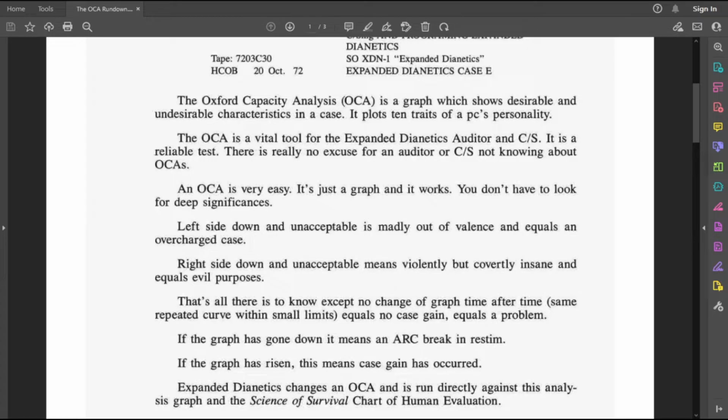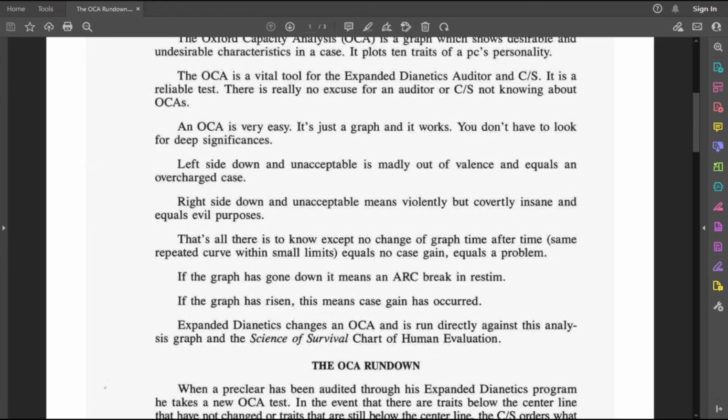The Oxford Capacity Analysis, or OCA, is a graph which shows desirable and undesirable characteristics in a case. It plots 10 traits of a PC's personality. The OCA is a vital tool for the Expanded Dianetics Auditor and CS. That's case supervisor. It's a reliable test. No, it's not. There's really no excuse for an auditor or CS not knowing about OCAs. An OCA is very easy. It's just a graph, and it works. You don't have to look for deep significances. Although it seems like they do that all the time when it comes to interpreting your results now.